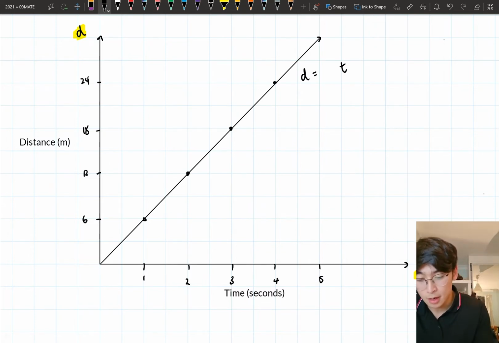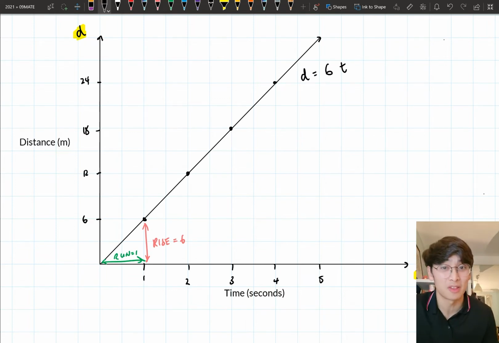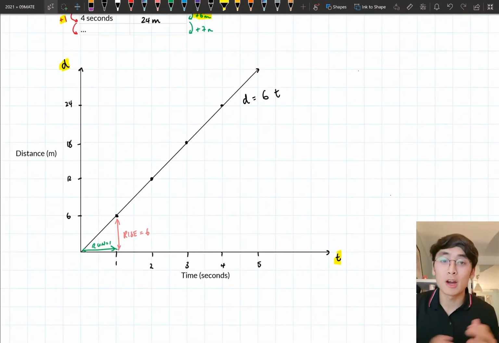So if you have a look at my line, my gradient, what we looked at last lesson, was rise over run. If you have a look here, I have a rise of, for example, in this first part, 6 meters, and my run of 1 second. So here, this is going to be d is equal to 6t. Now 6 also just happens to be the speed that I was traveling at. So that's quite nice for us in these examples. So that's what direct proportion is about: if one variable changes in equal proportion each time with the other one.